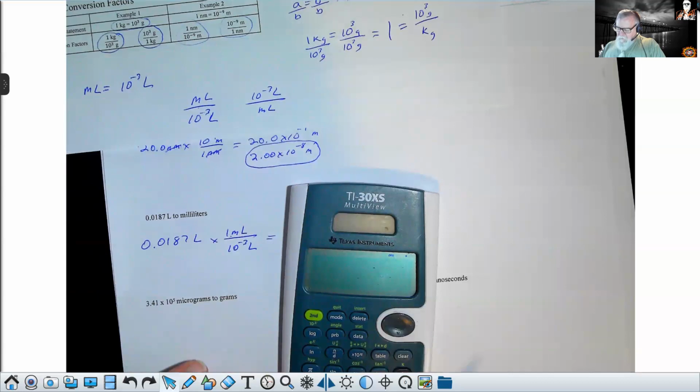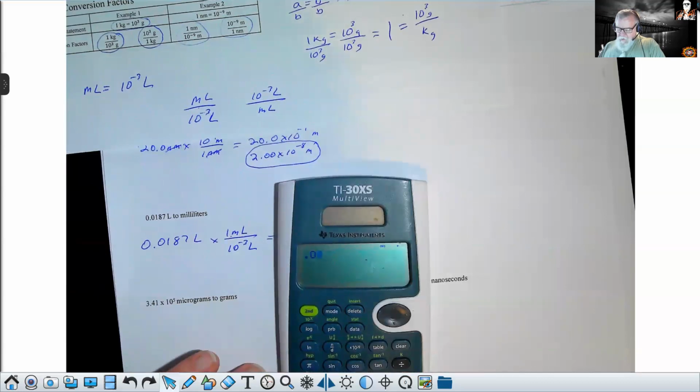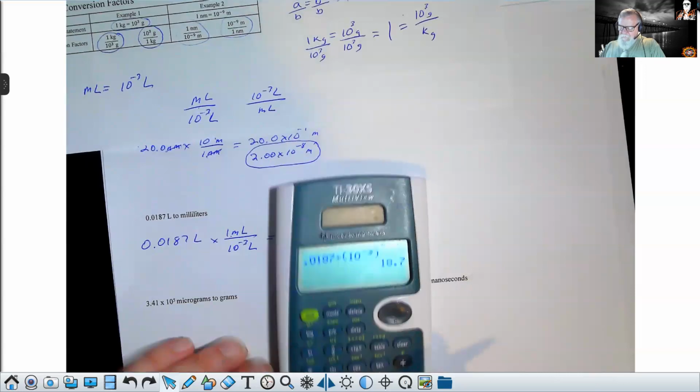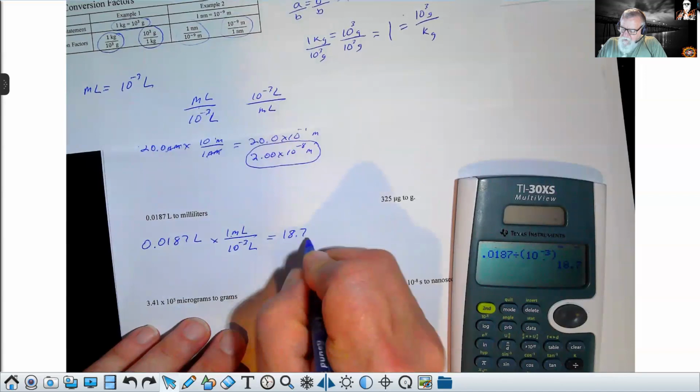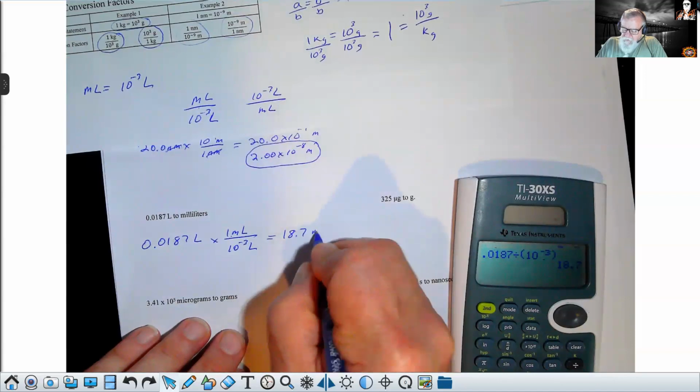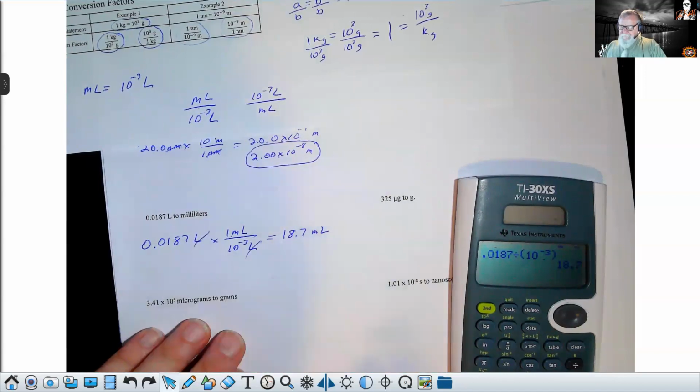0.0187 divided by 10 to the negative 3 equals 18.7. That'd be 18.7 milliliters. My liters cancel out. All right.